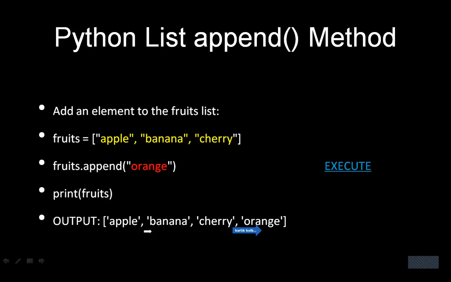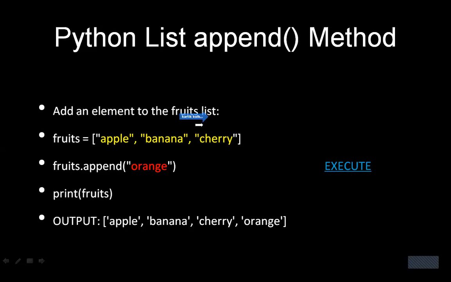It adds an element to the list. You can notice here that at the end, the orange is going to be added to the existing list. So this is how the append method is going to be done. In general, what do we mean by append? Append is nothing but adding an element to the list.